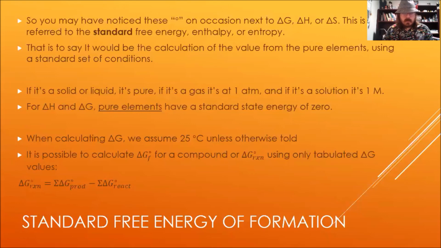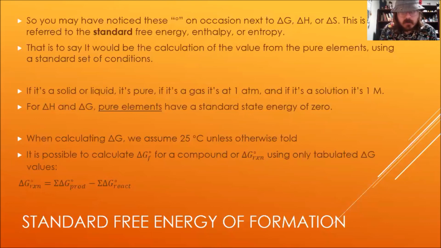One other note is that with delta G, if delta G is standard, we assume it's at 25 degrees unless told otherwise. With that in mind, it is possible to calculate the delta G of formation of a compound, or the delta G of a reaction, using only the tabulated delta G values. On all the tables, we will have a delta H, a delta G, and a delta S. If it's at 298 Kelvin, we can actually just cheat and use the delta G.